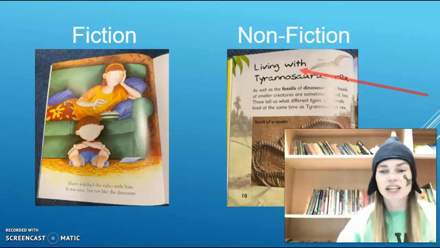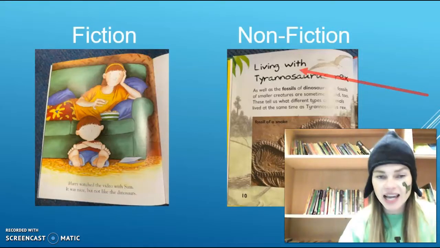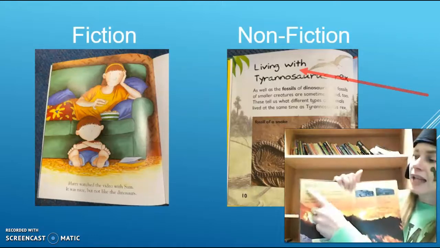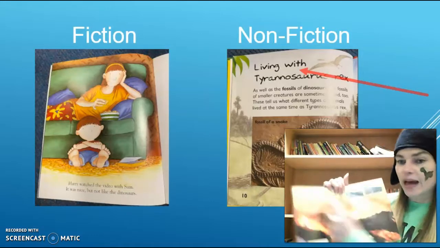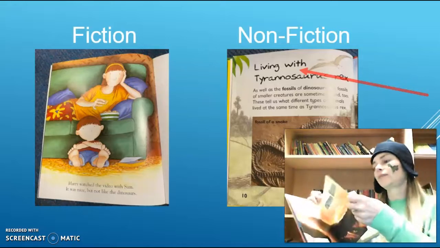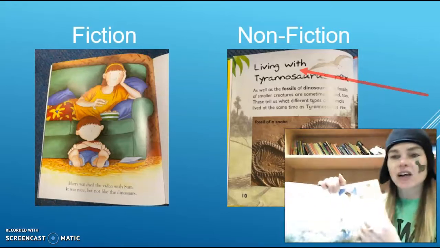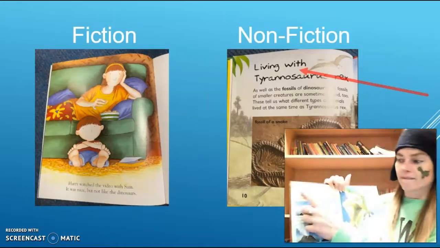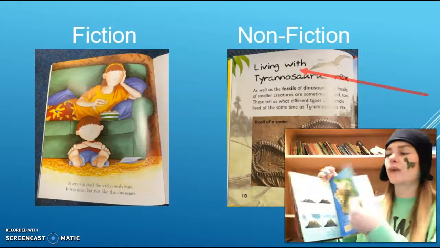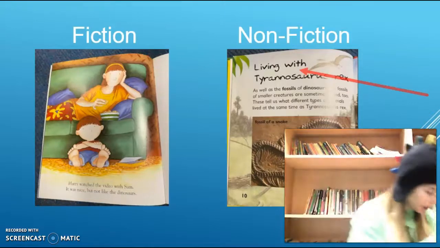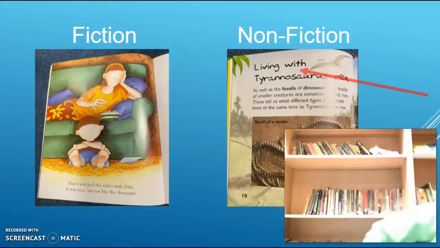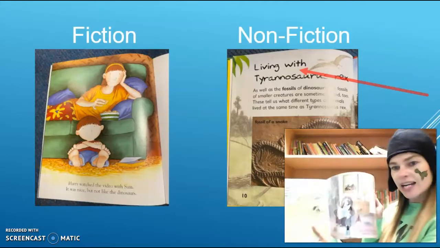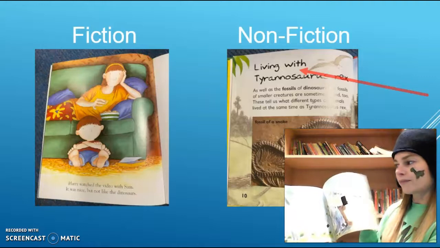Another difference between fiction and non-fiction books, reception class, is that non-fiction books will have what's called headings at the top of the page. The headings are the titles of the different chapters. You can see them on each page here. Whereas when we look at a fiction book, we don't have any headings at the top of the pages, do we?